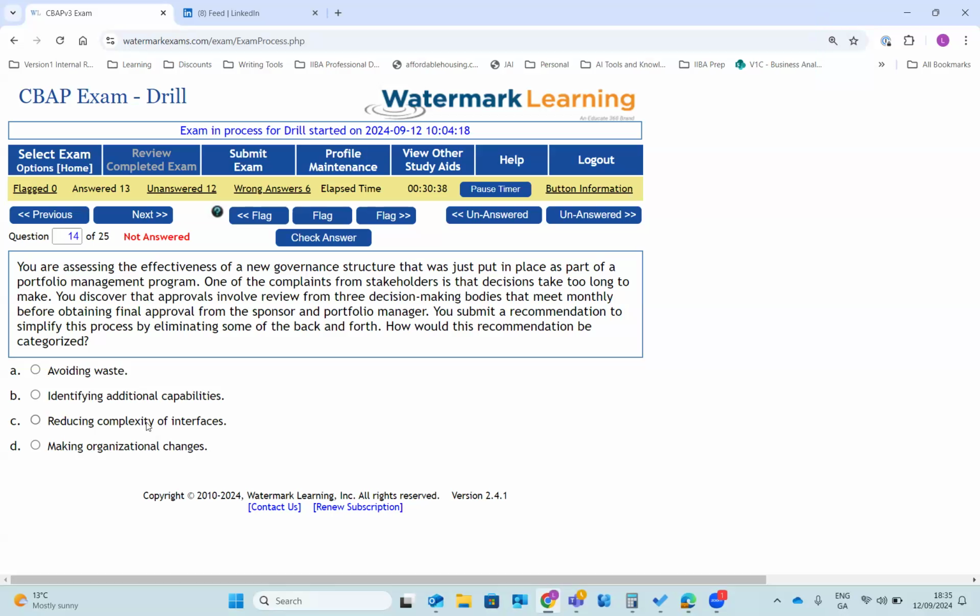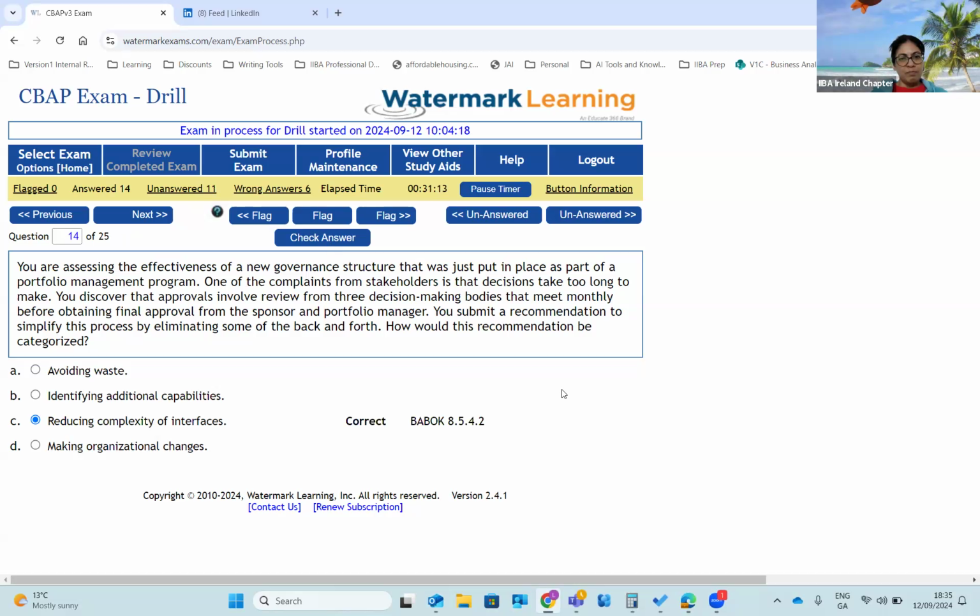C, reduce complexity, because we eliminate something, so we reduce complexity. Yeah, it says recommendation to simplify this process. So you mean C, right? Yes, you also mean C, no? I'm just thinking about A, simplify, but I don't remember A, avoid waste, in the recommendation, honestly. We have 2 C's in the chat. I have 4 C's in total. And C is the right one, ta-da.